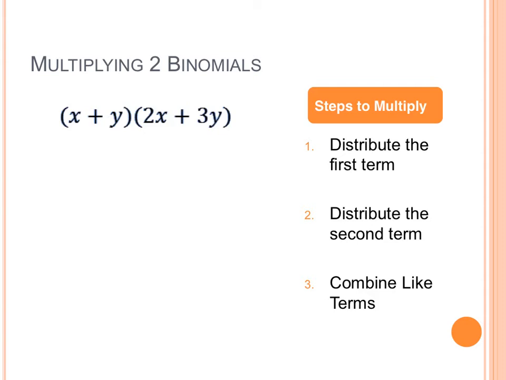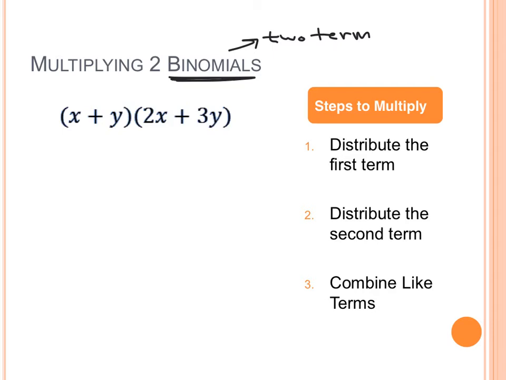Now we can take this one step further, and we're going to multiply what we call two binomials. Now remember, a binomial is a two-term expression, and so when we look at these, each one of these are binomials by themselves. So this one here is a binomial because it has two terms, and then this set of parentheses here is also a binomial because it also has two terms. And so in order for us to multiply these, what we're going to do is we're going to distribute the first term to the other binomial.